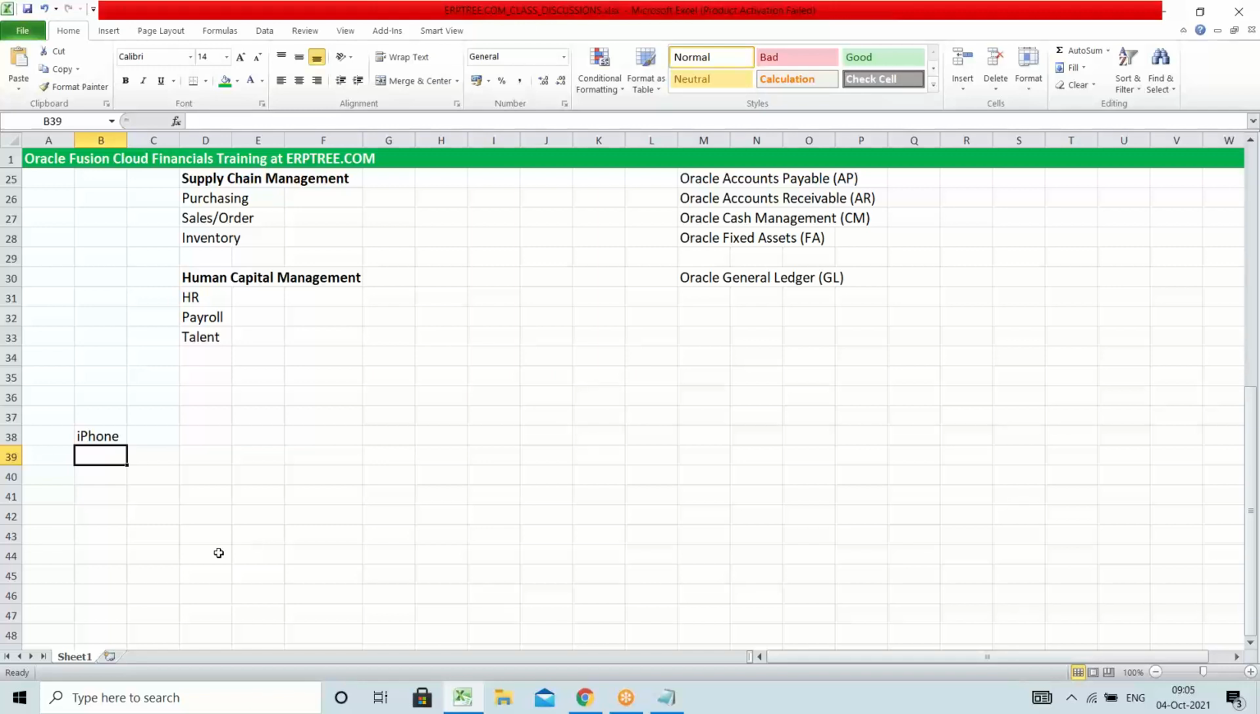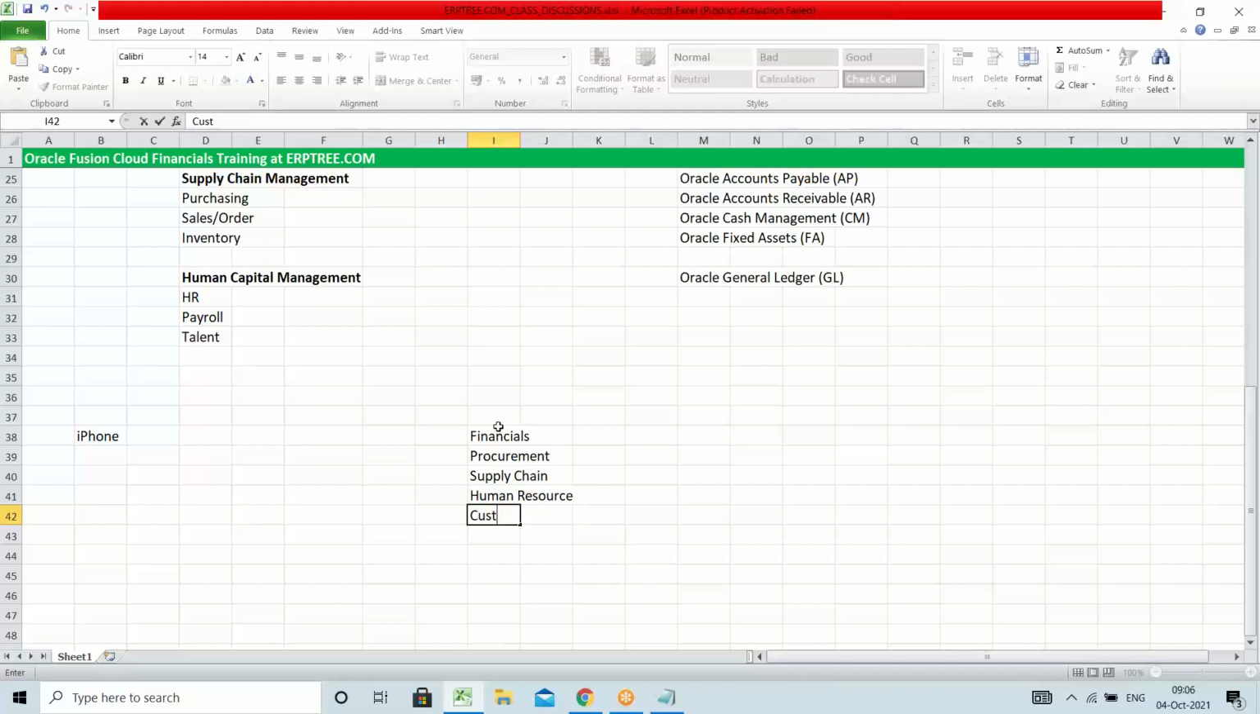That means if you want to buy something, there is no guarantee you will buy everything from a single brand. In each category, you pick the brand that is most famous, specialized and best. The same way, if any company is going to buy software, say they are doing financial activities, they need software for financial activities. They need software for procurement, for supply chain, for human resource management, and to manage their customer relations.